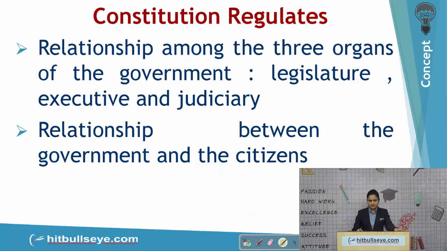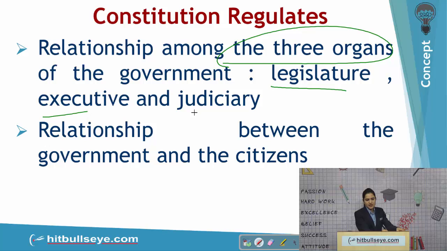Moving ahead. Now, Constitution is performing a very important function, and that function is of regulation. Now, what is it regulating? First of all, it is regulating the relationship among the 3 organs, and these 3 organs are legislature, executive and judiciary. So it is regulating the relationship within the government machinery. And on the other hand, it is also regulating the relationship between government on one side and the citizens on the other side. So there is a mechanism of intra-regulation and of inter-regulation.